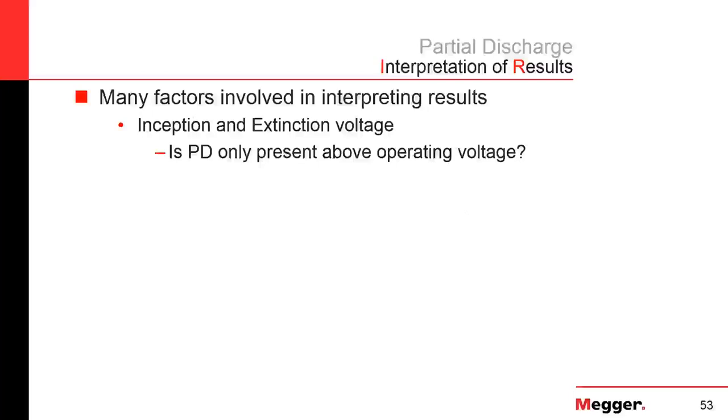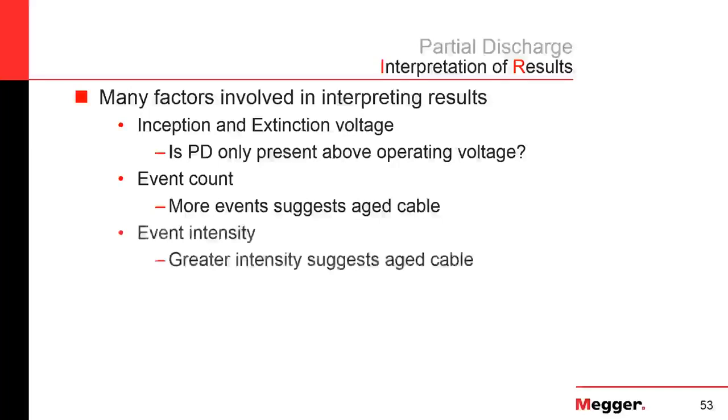There's many, many factors involved in interpreting the results, and in fact, it's probably a good topic for a webinar all on its own, but we'll do our best here to give you a basic overview. I pointed out the inception and extinction voltage in relation to operating voltage. That's very important. The event count, the more events that happen at a particular point, suggests a more aged cable, a more severe partial discharge problem. The event intensity, a greater intensity suggests a more aged cable, a more severe problem.